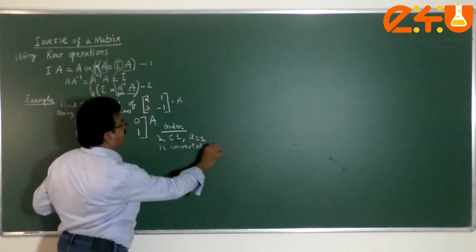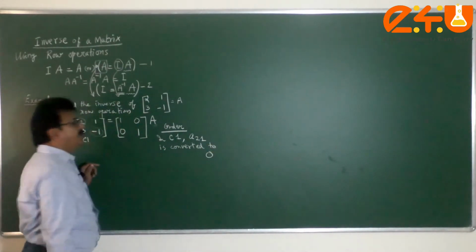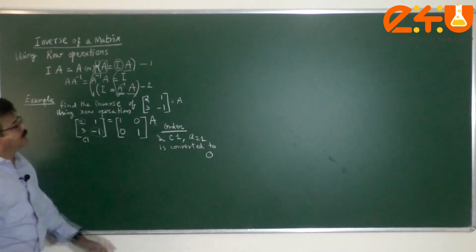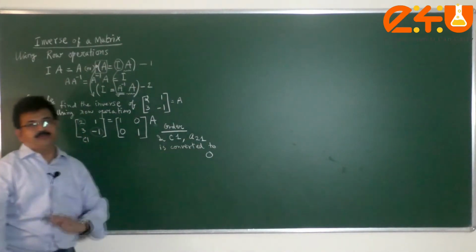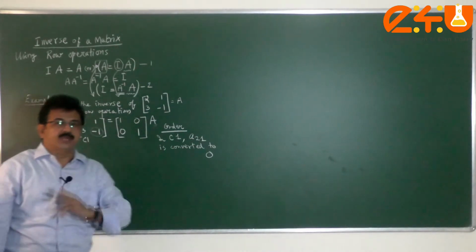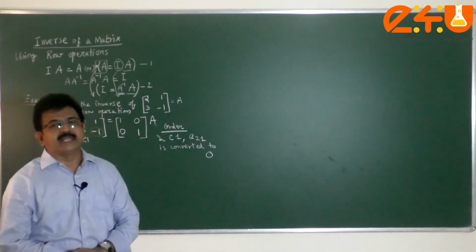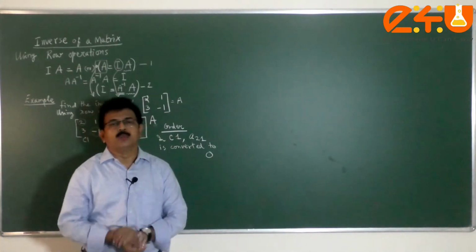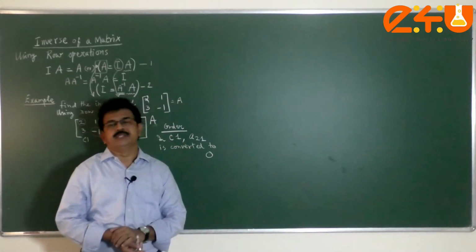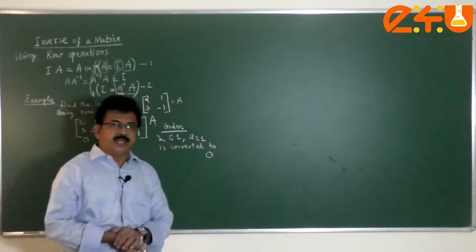This is converted to 0. That is the idea. How is this possible? Well, I will give you some kind of hint which you can easily follow. In class 10 you used to solve simultaneous linear equations in x and y by using the elimination process.